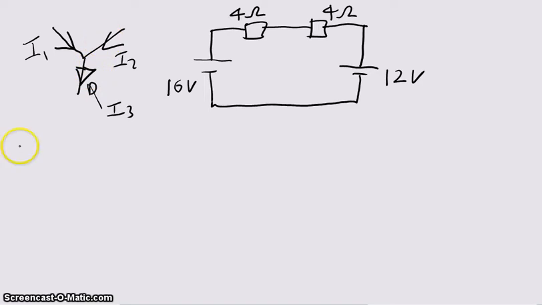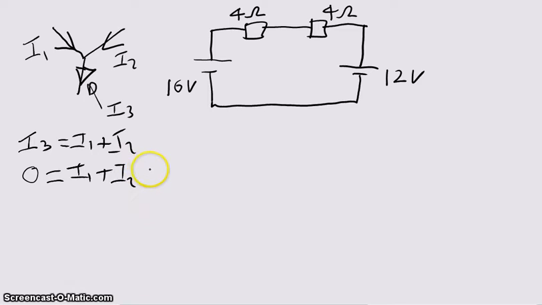So we can say I3 equals I1 plus I2. Now it may be that we want to show this equation a different way. We could say 0 equals I1 plus I2 plus I3. If you show it that way, that's assuming that all the currents are flowing into the junction.